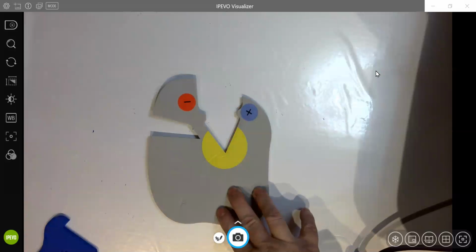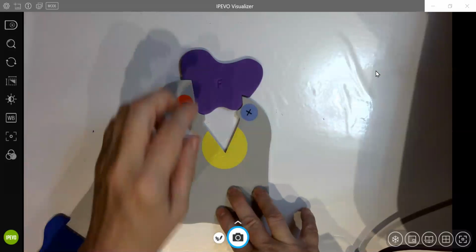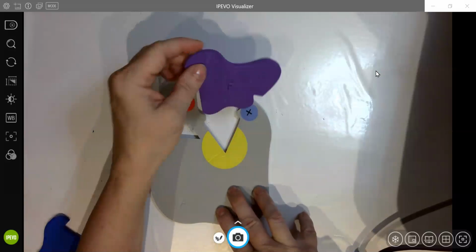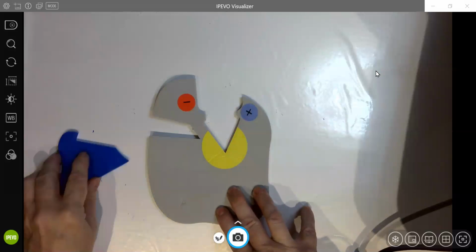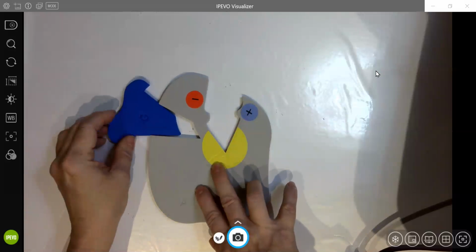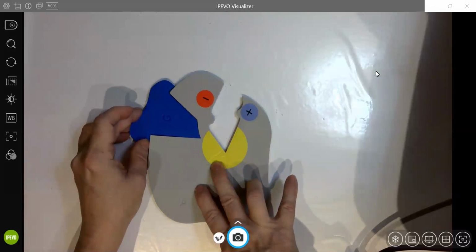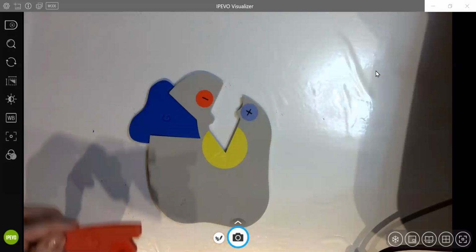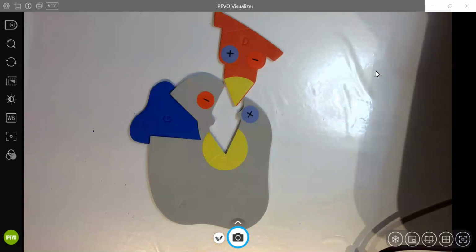Enzymes can be inhibited by competitive inhibitors. Here's a competitive inhibitor. Competitive inhibitors bind to the active site, blocking the substrate. Enzymes can also be inhibited by allosteric or non-competitive inhibitors, which bind to an allosteric site and change the shape of the enzyme so that the substrate can no longer bind.